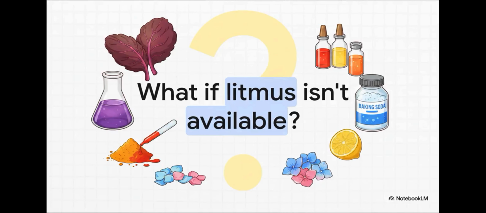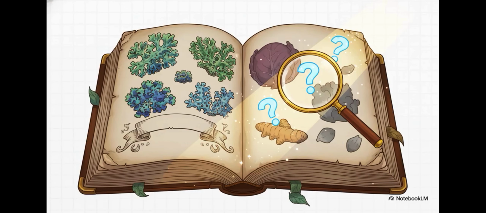Okay, this litmus paper sounds amazing, but it brings up a really good practical question, one that our original note-taker also thought of. What happens if you don't have any special litmus paper just lying around? What do you do then? Well, the notes themselves give us a pretty exciting clue. Litmus isn't the only game in town. The source text says it right there. There are some natural indicators. This suggests that nature has a whole team of detectives just waiting for us to find them.